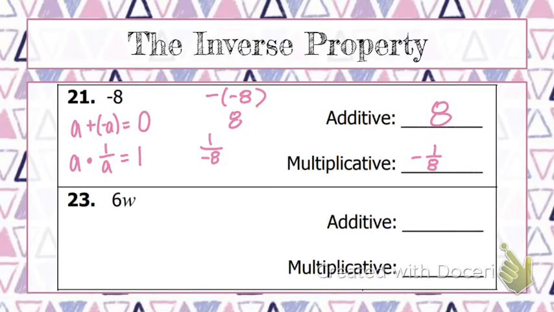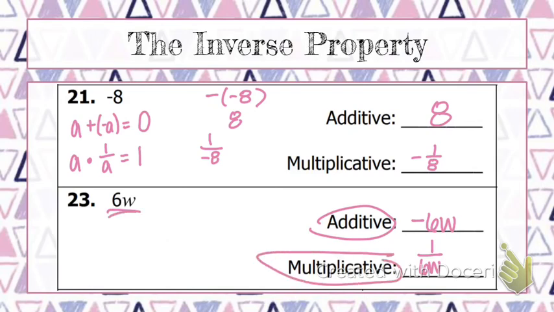So the number 23 has 6w. What can we add to 6w to get 0? We can add negative 6w. And then, what can we multiply 6w by to get 1? We can multiply it by 1 over 6w. So again, this is the additive inverse of 6w and the multiplicative inverse of 6w.